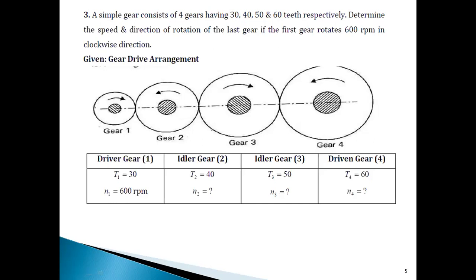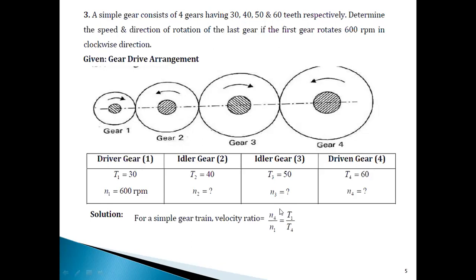We need to find what? The speed and direction of rotation for the last gear. Direction of rotation, you can already write here that the driven gear is rotating in the anti-clockwise direction. We need to find the speed N4. So if I directly write our velocity ratio, for the driven gear in this question it is N4. N4 by N1 is equal to T1 by T4, which will give you the velocity for this question. So let us see how we can write a solution.